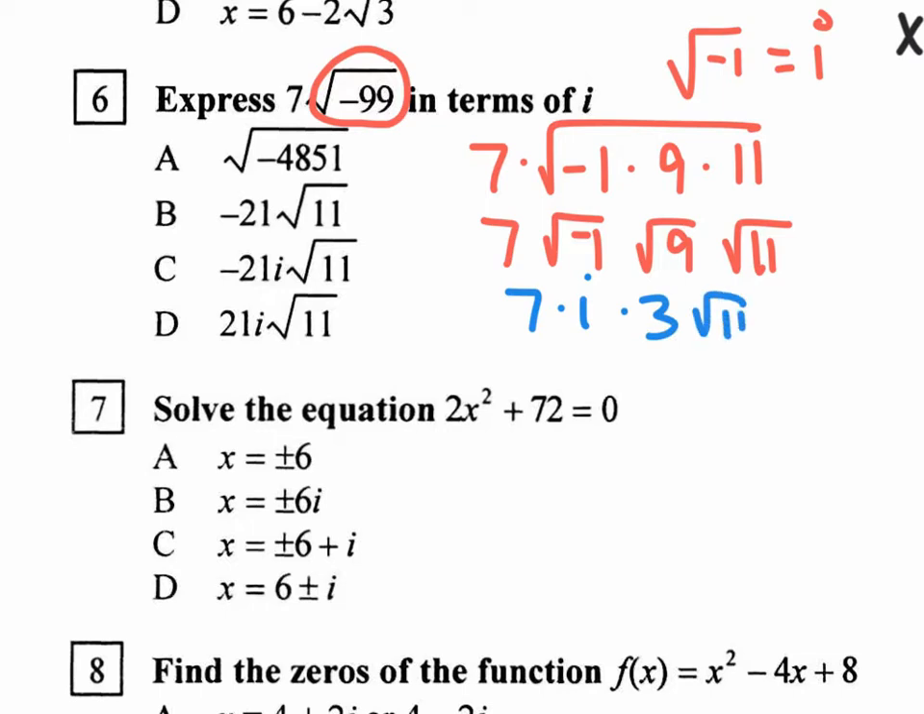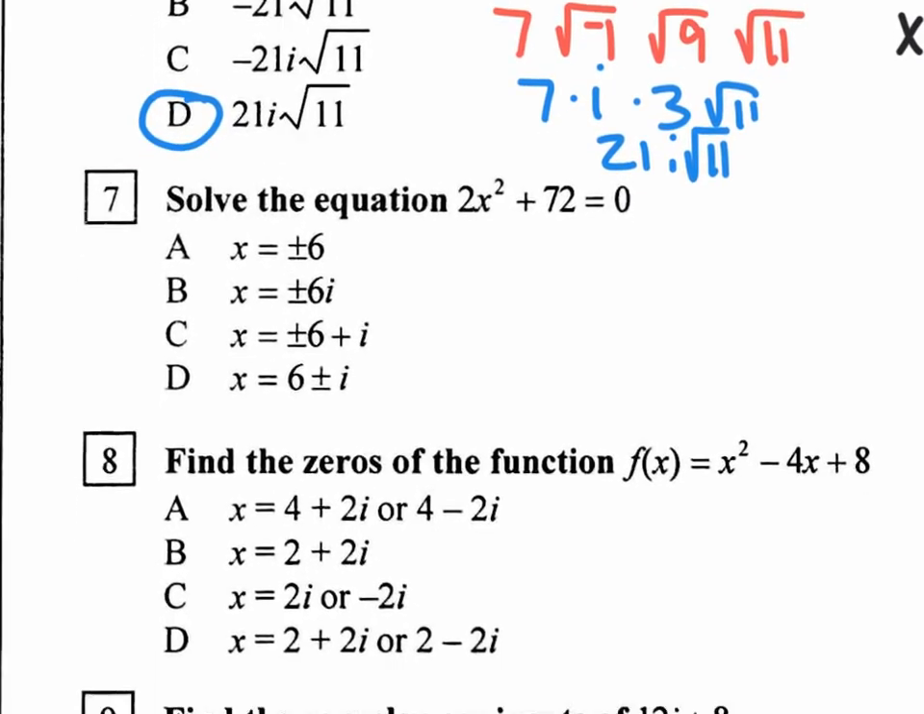And i, you just treat it like a variable, like if it were x. What is 7 times i times 3? It's just 21i. 21i, and of course the square root of 11 is at the very end. And there it is, 21i square root of 11. Cool? Moving on. Number 7.